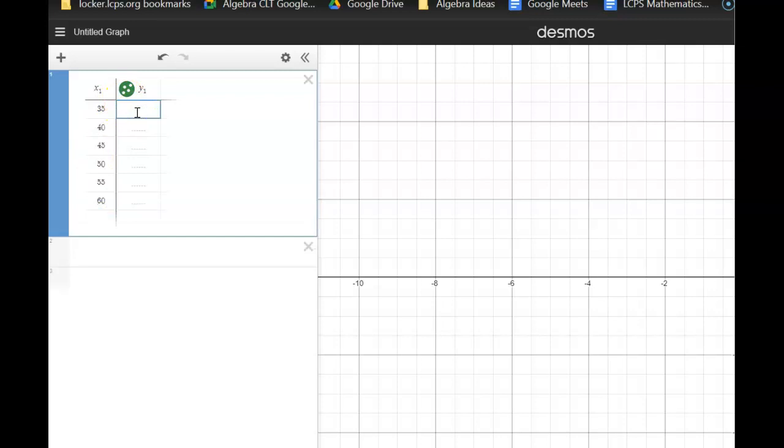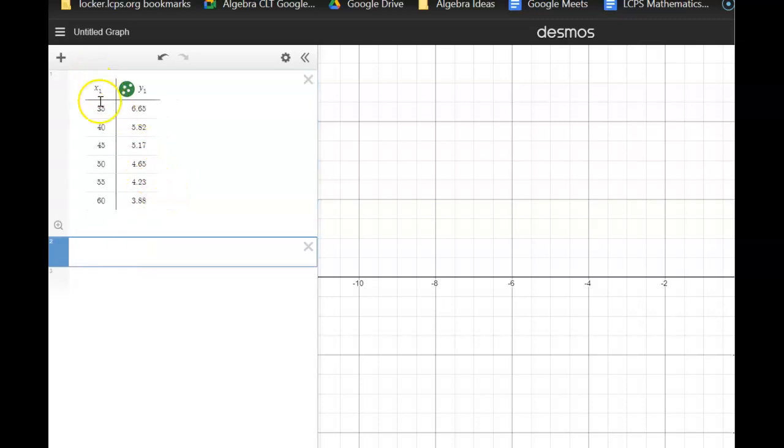When my input is 35, my output is 6.65. That's going to be 6.65 minutes. Then I've got 5.82, 5.17, 4.65, 4.23, and 3.88. So I just created my table with the data.